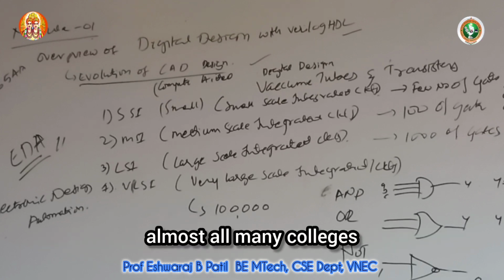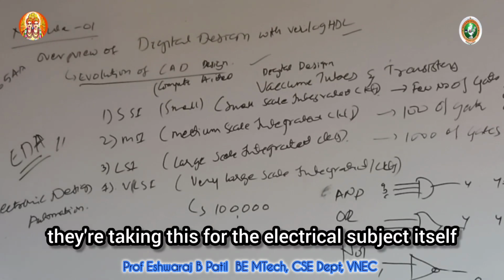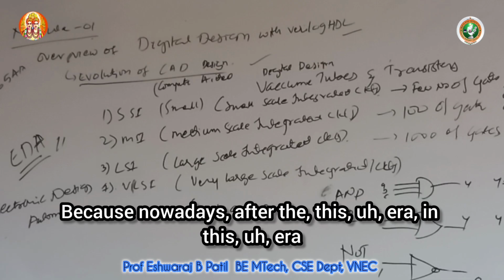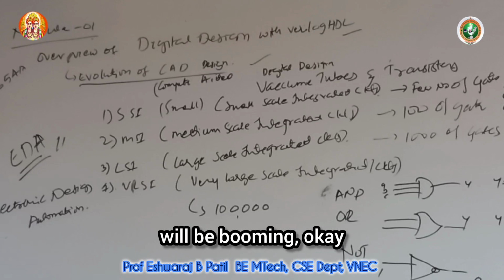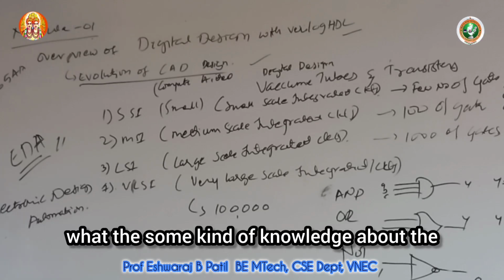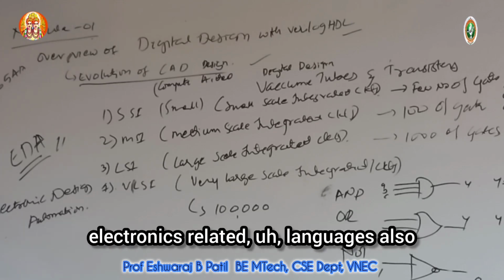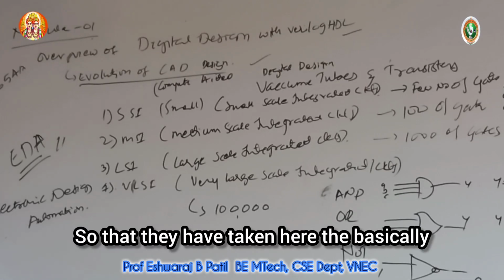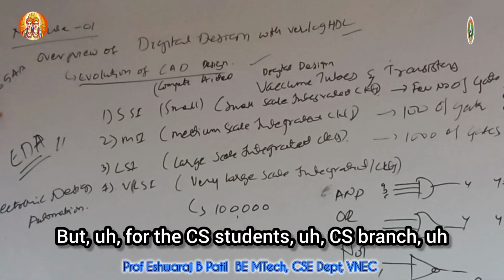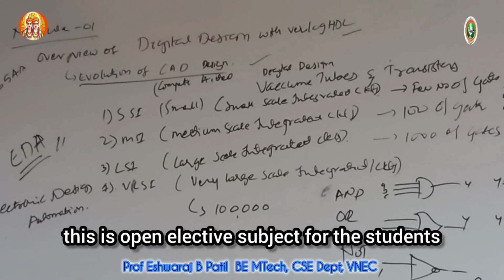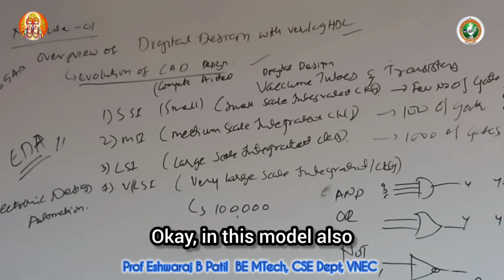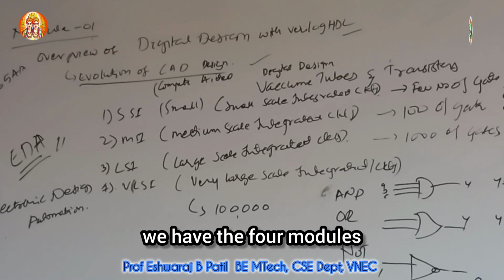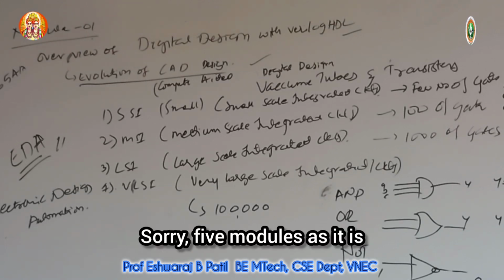In this college, as in many colleges, they are taking the electronics subject, because in this era, the next 10 to 20 years, electronics will be booming. CS students need some knowledge about electronics related languages, so CS branch students here have chosen this open elective. In this subject we have 5 modules.